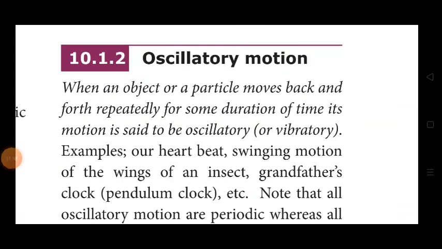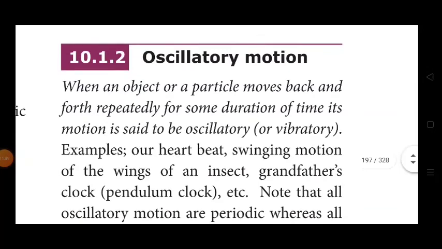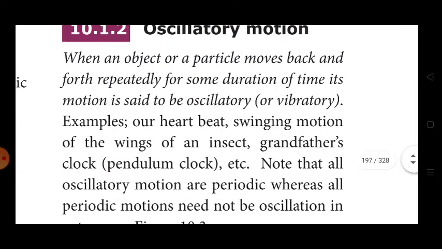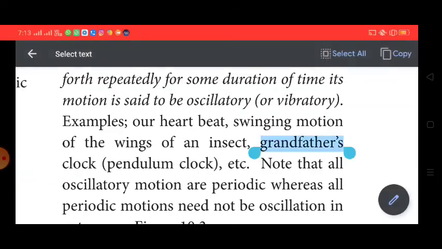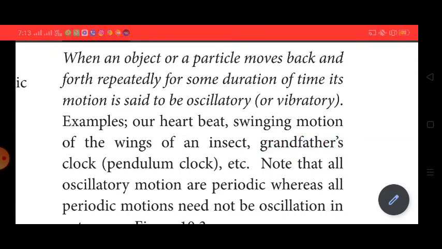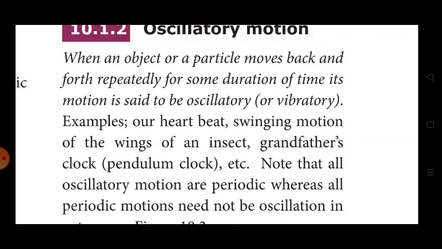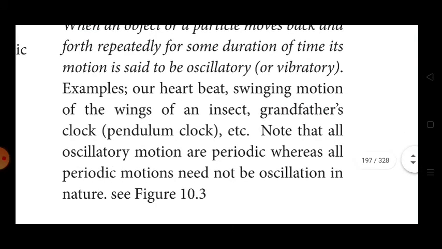Oscillatory motion. When an object or a particle moves back and forth repeatedly for some duration of time, its motion is said to be oscillatory or vibratory motion. Examples: our heartbeat, swinging motion of the wings of an insect, grandfather's clock, that means pendulum clock, etc. Note that all oscillatory motions are periodic, whereas all periodic motions need not be oscillatory in nature.